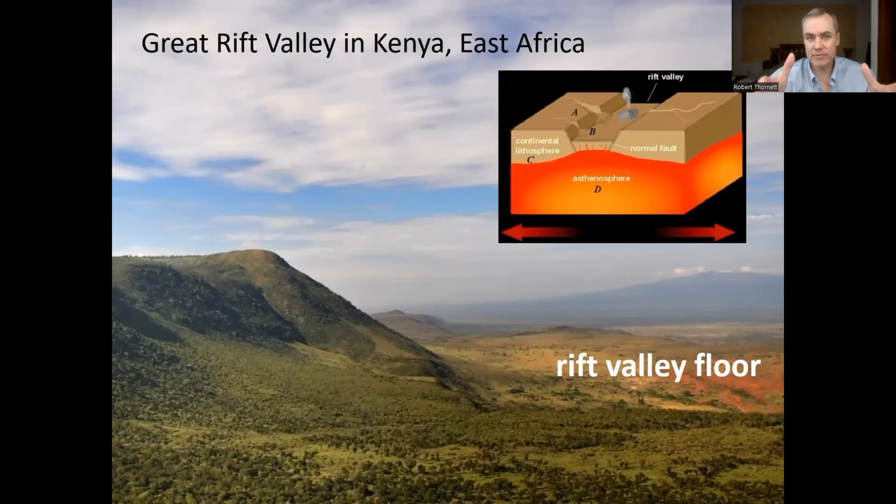So here is the Great Rift Valley in Kenya. You can see this one is much bigger than Iceland. So all we can see in this picture is one side of it. Then it goes down to the valley floor. That's the part that dropped down, that block in the middle that was faulted on either side. It slipped down, created that big valley floor.